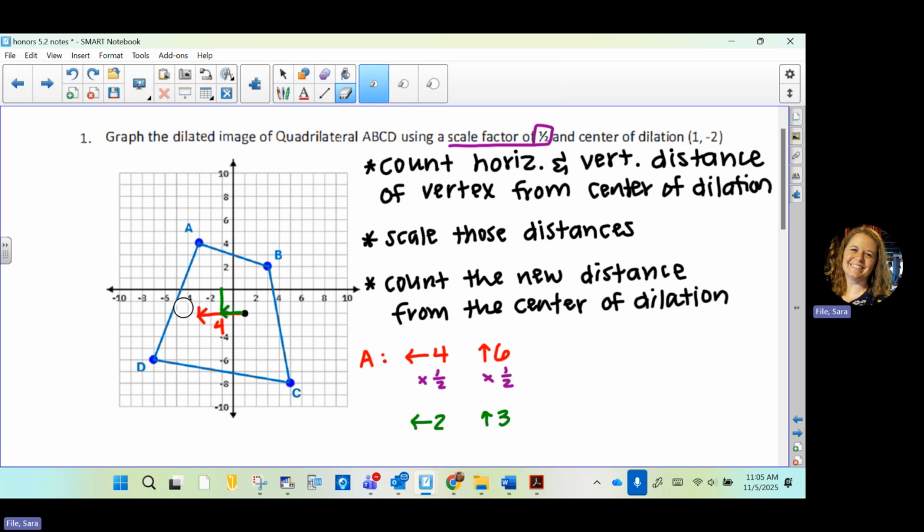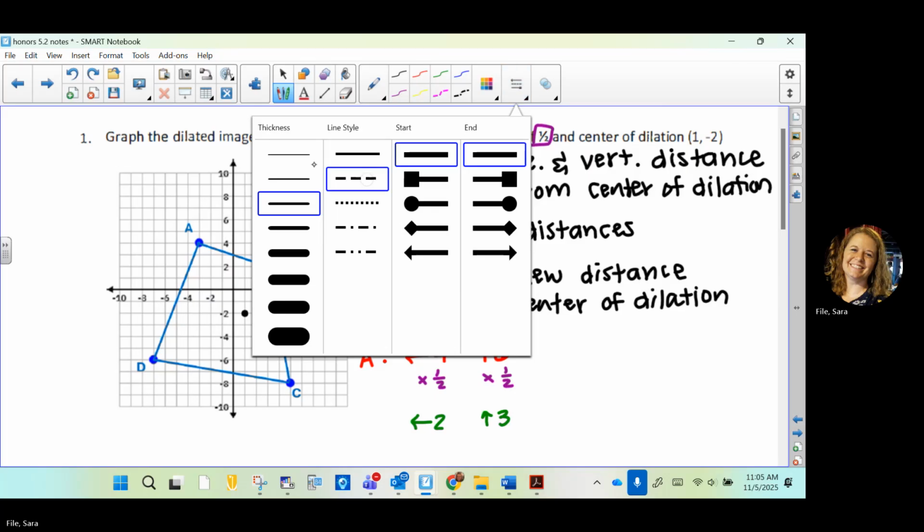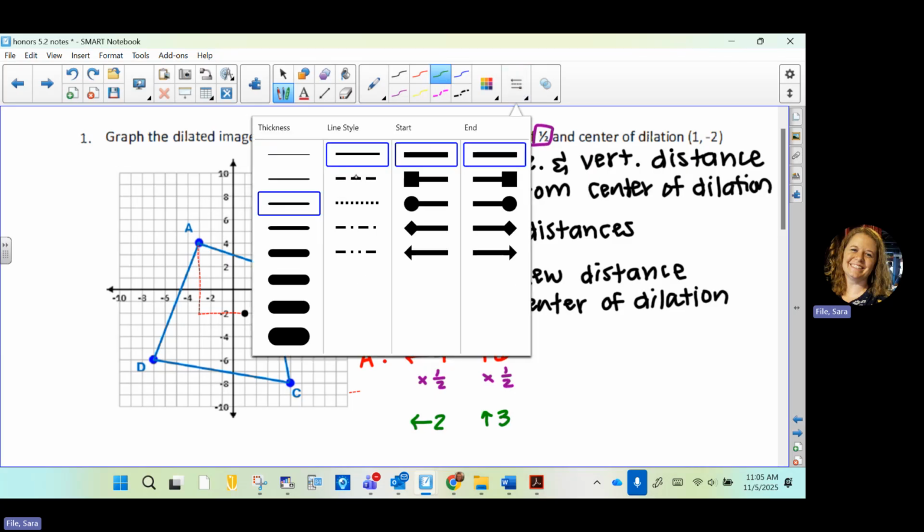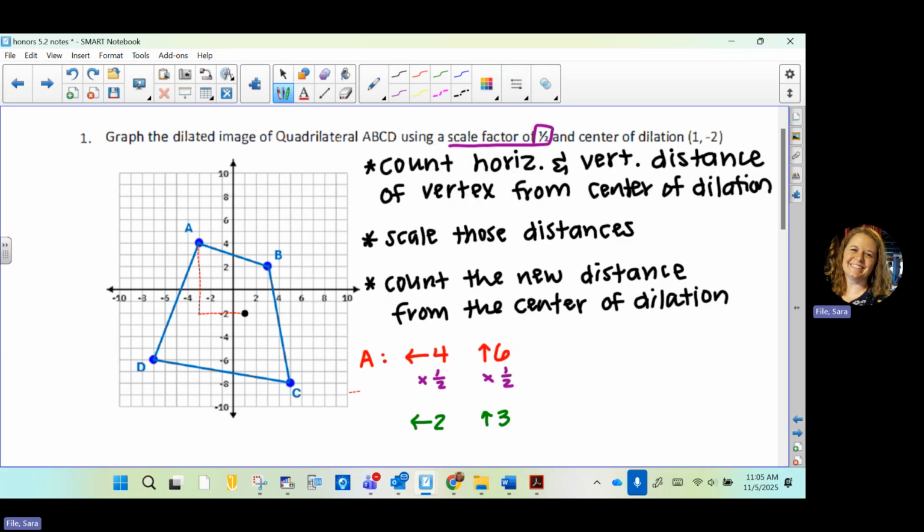I'm going to make this little finer tip on the graph so it's not so jumbled. Okay, so I went over and up to A. I cut that in half and went over and up half of that. Do y'all understand what I did? So that's my A prime.